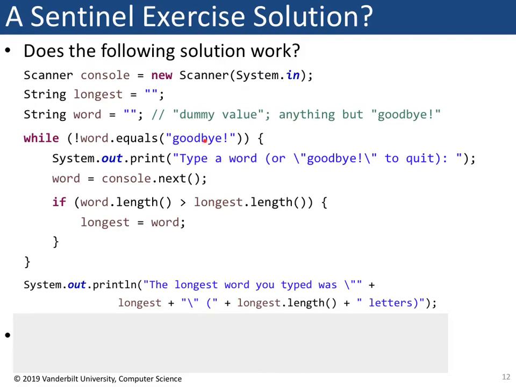And we will do this until the user types goodbye followed by exclamation mark, at which point we will go to the statement immediately following the while loop and begin to execute there. We'll print out the longest word you typed was, and then whatever the longest word is, followed by the number of letters.